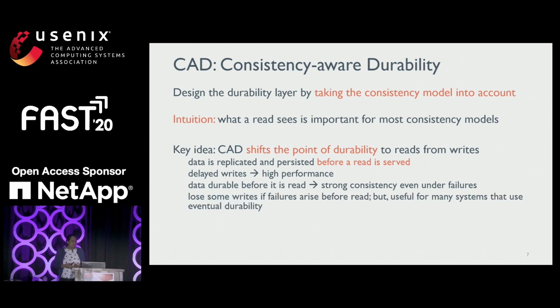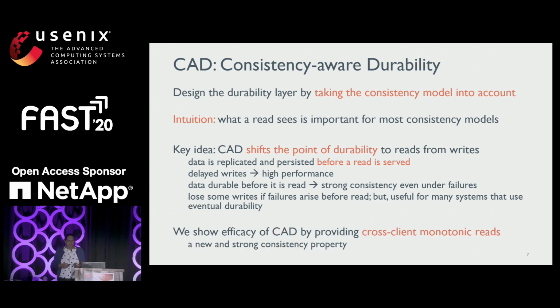However, note that we may lose some updates if failures arise before the data items are read. However, we find that this guarantee is useful for many applications that currently use eventual durability for performance, in that we improve the consistency guarantees for these applications. In this work, we show how one such stronger consistency that we call cross-client monotonic reads can be efficiently realized atop the durability layer that we are providing.